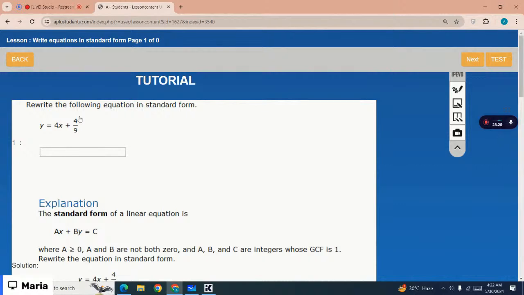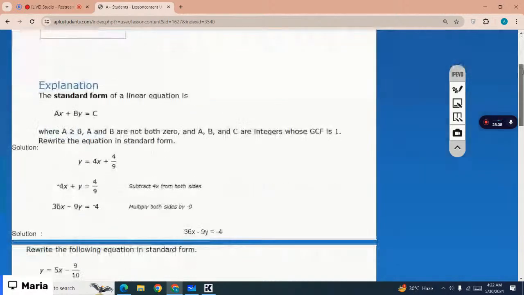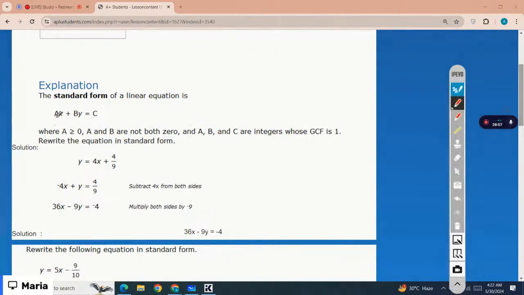We're going to learn how we write equations in standard form. First thing we need to learn is what is standard form, right? The standard form of a linear equation is ax plus by equals c, right? So you have to rewrite the equation y equals 4x plus 4 by 9 in this form, right?